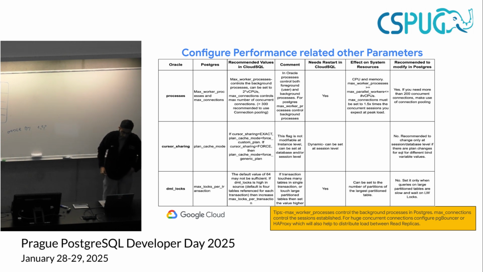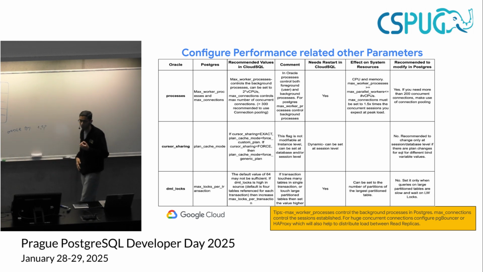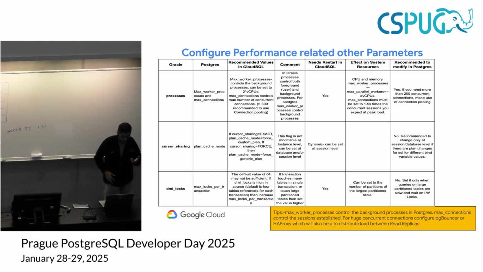And cursor sharing, we will look into that, because when you move from the Oracle database to Postgres, in Oracle you mostly set cursor sharing to exact, similar or force. The equivalent parameter in Postgres is plan cache mode. That is how you want to utilize your cursors, whether you want to have a custom plan or a generic plan. So we'll look into that.